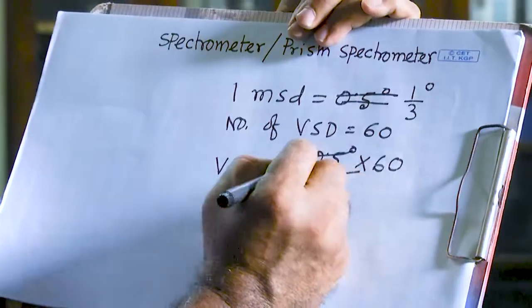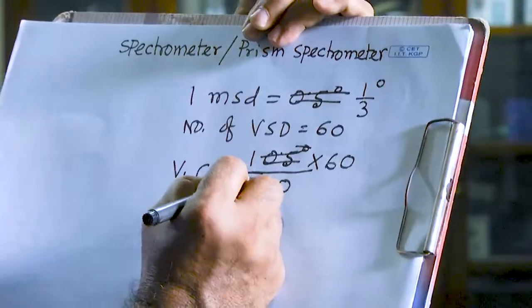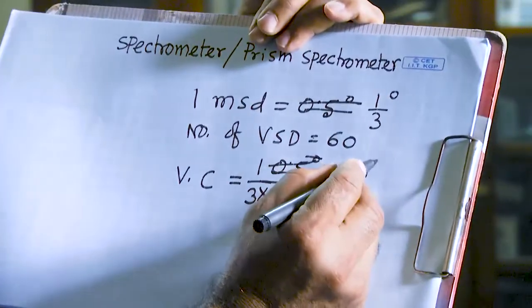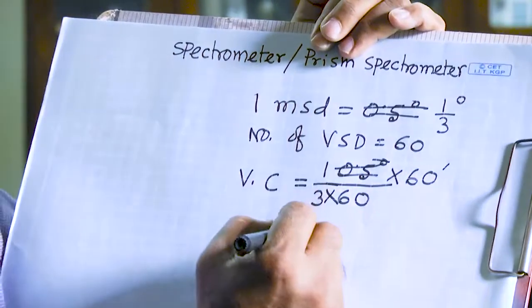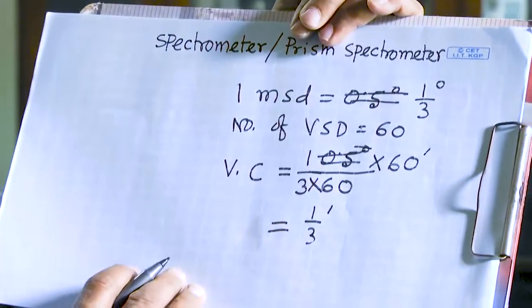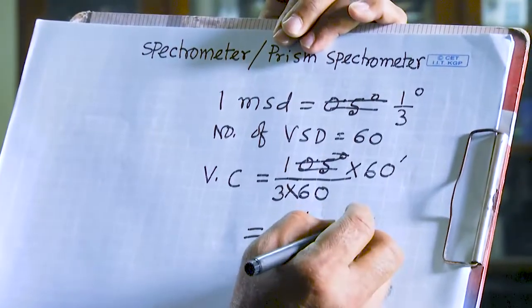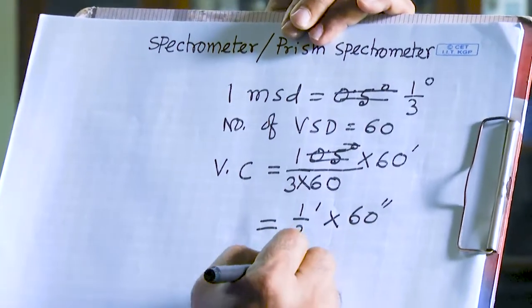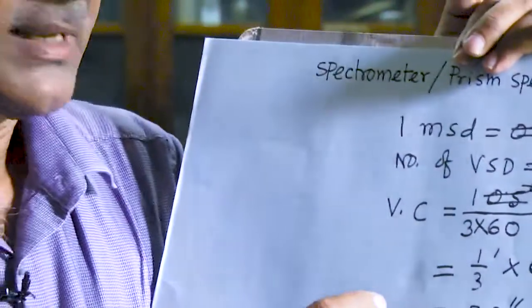So this is not 0.5, this is basically 1/3 degree. Now if I convert degree to minutes, 60 minutes, then it becomes 1/3 minute. Again, 1 minute is 60 seconds. So basically 20 seconds. So the Vernier constant is 20 seconds.